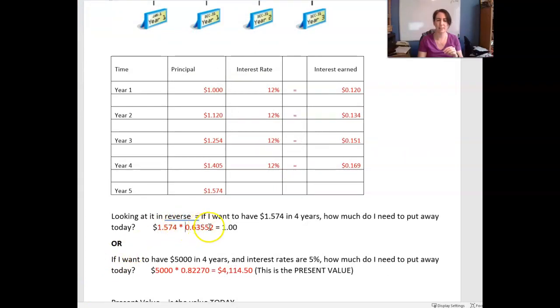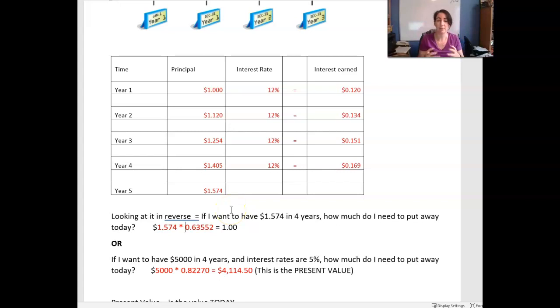1.574 times 0.63552, because it'd be at the end of 4 years. At the end of 4 years is when you'd earn that. That's the beginning of year 5. If I multiply that times 4, I would have $1. Okay, so I basically use that table to go from my future value to my present value without doing all this work.